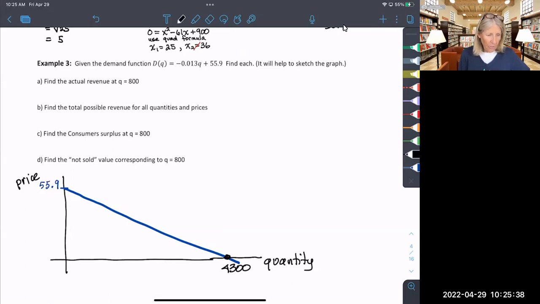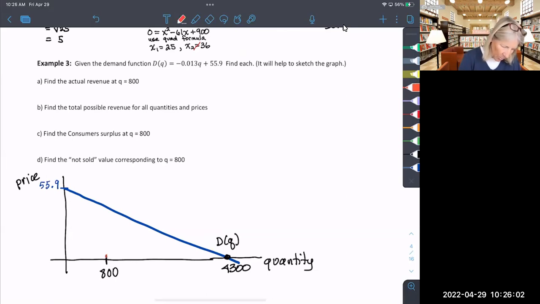Now, the first question, let me label this. This is my D of Q, the demand function. Find the actual revenue when the quantity is 800. Okay, let me draw it on the picture. So if the quantity is 800, I'm going to say that's about here somewhere. Let's draw a little line up here.